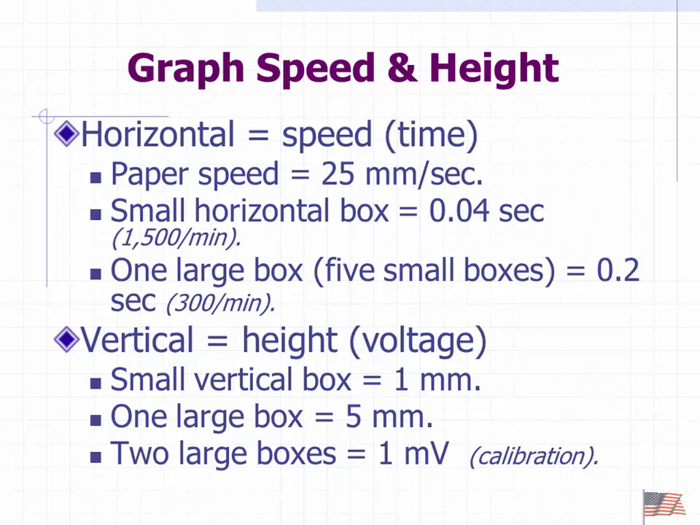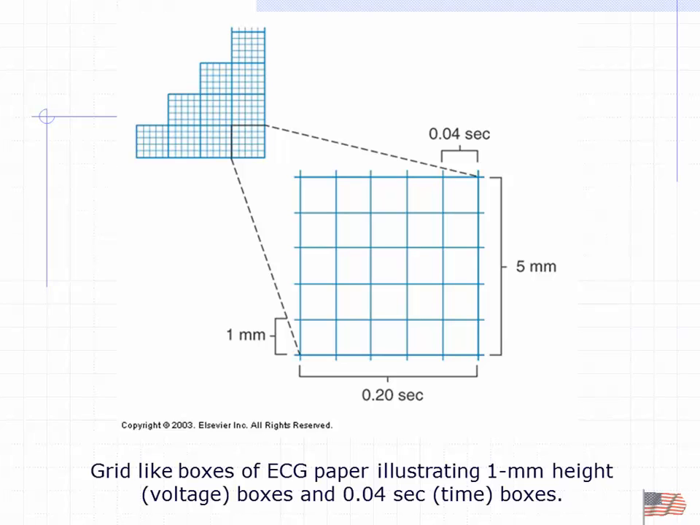Look at the paper. The height we don't pay as much attention to. That just has to do with what the voltage is, and for our purposes, we're not really getting that much into it. So what we do need to know is 0.04 seconds for each small box. There's 5 of them, so a big box is going to be 0.2 seconds. And that's kind of what the ECG paper looks like.